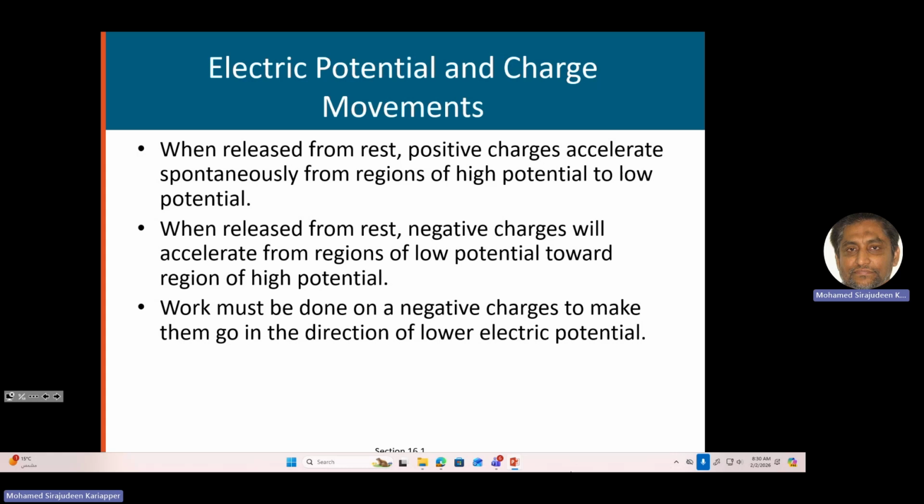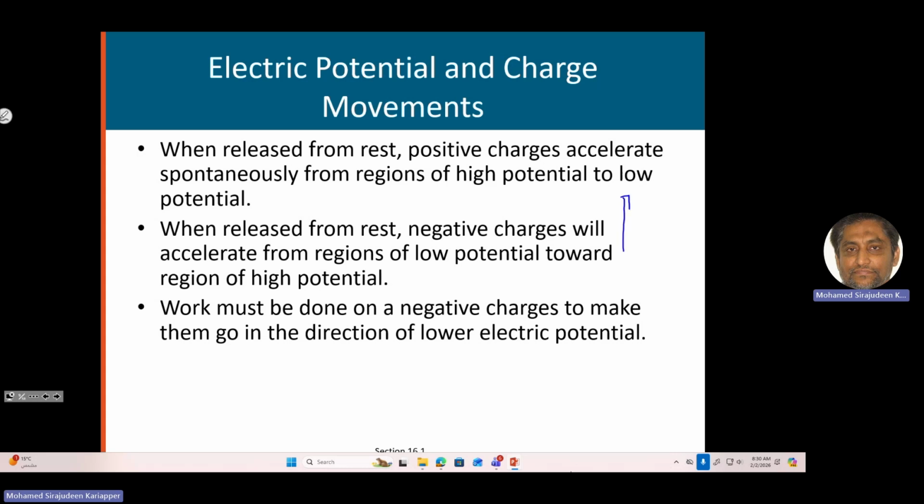All right, let me continue. So if we take a positive charge and we release it in an electric field, it will move from point A to point B, where point A has a higher potential and point B has a lower potential. In other words, a positive charge will move from high potential to lower potential.